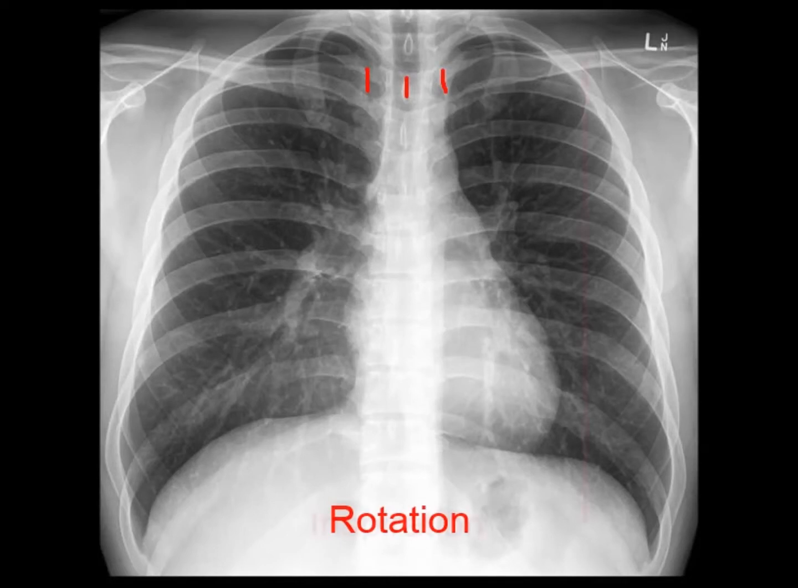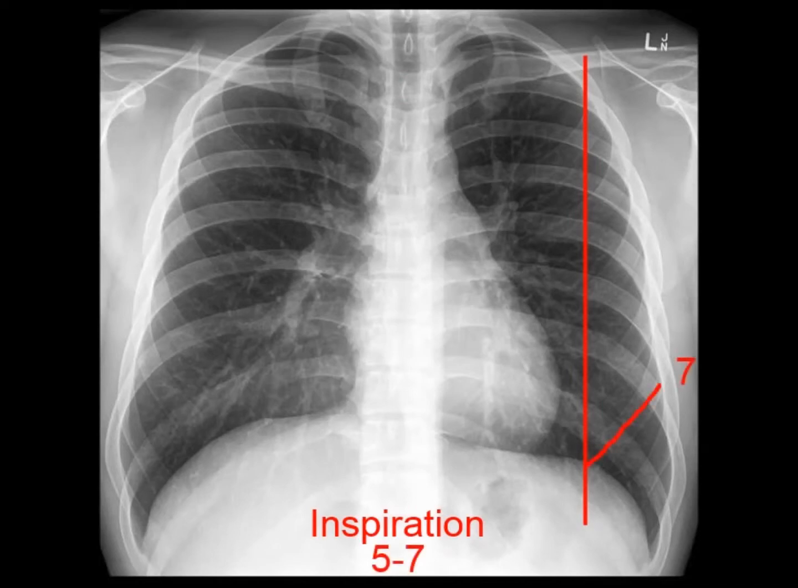Next, check for adequate inspiration by looking at the midclavicular line and seeing which anterior rib intersects the diaphragm at this point. It should normally be the 5th, 6th or 7th. More ribs means the lungs are hyperinflated, often seen in COPD. Less means that the patient may not have taken in a full breath when the X-ray was taken.